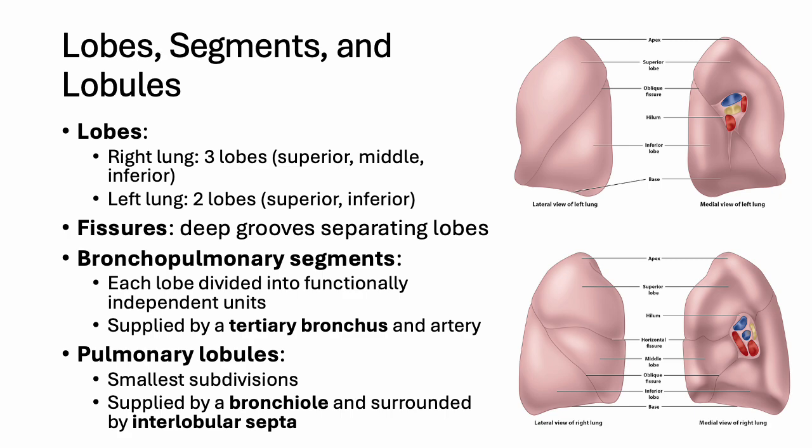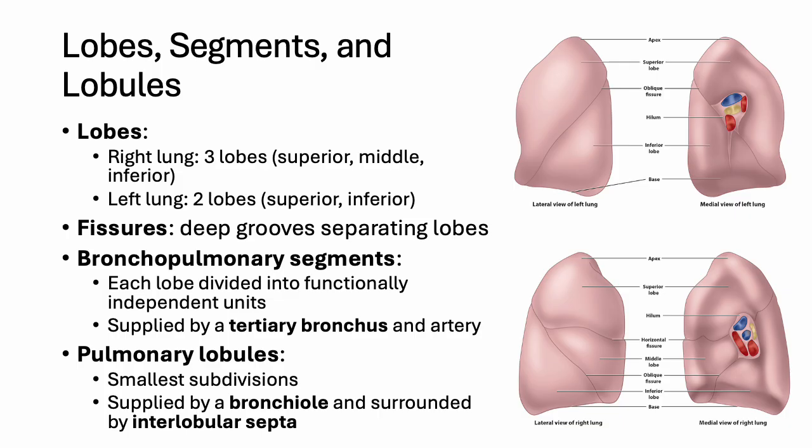Clinically, this is very helpful. If a disease like tuberculosis or cancer is limited to a single segment, it can sometimes be surgically removed without affecting adjacent healthy segments. Going even smaller, each bronchopulmonary segment is divided into multiple pulmonary lobules.